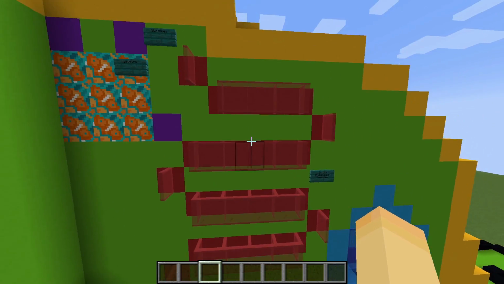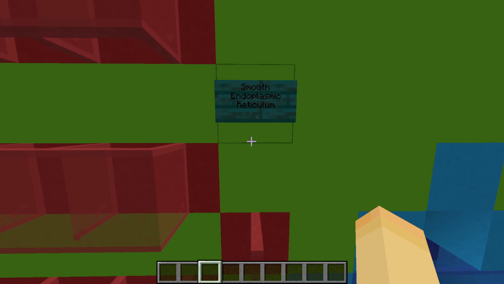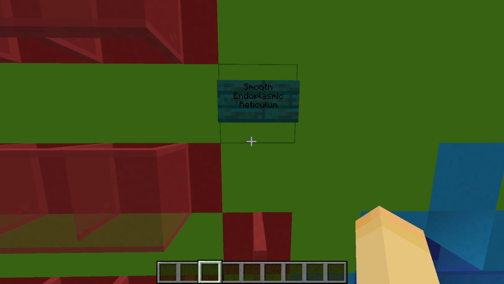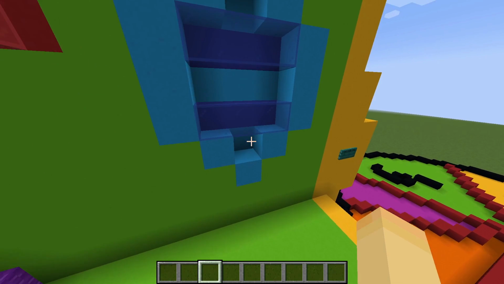Now over here, this fancy looking ketchup pattern is the smooth endoplasmic reticulum. The smooth ER is involved in the synthesis of lipids, including cholesterol and phospholipids, which are used in the production of new cellular membranes.